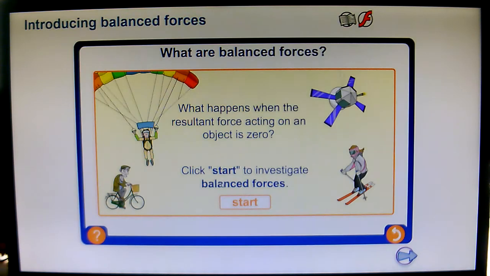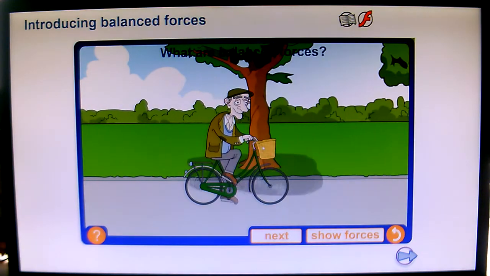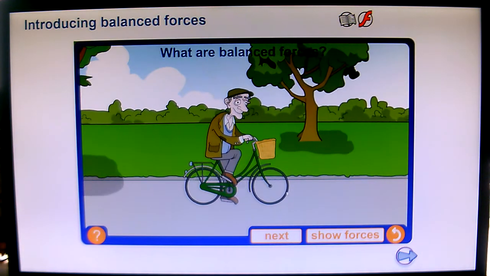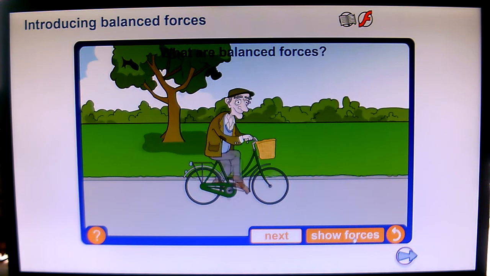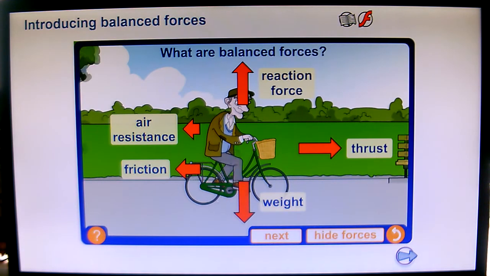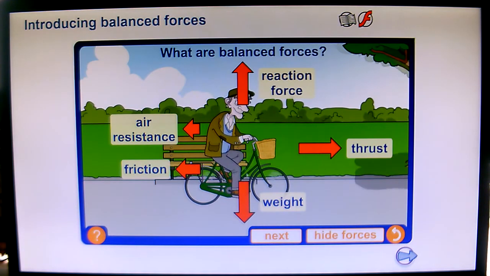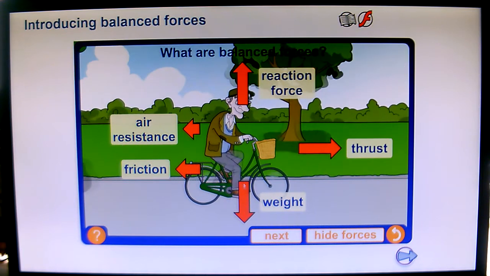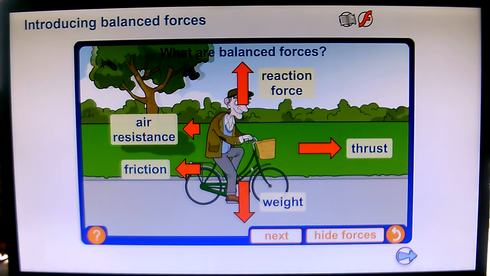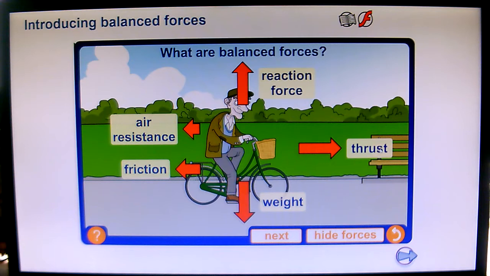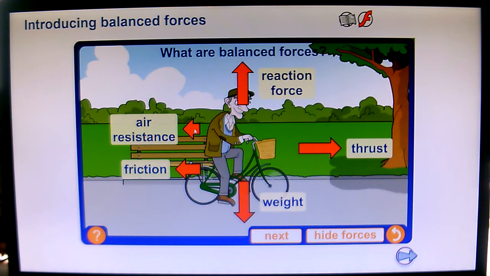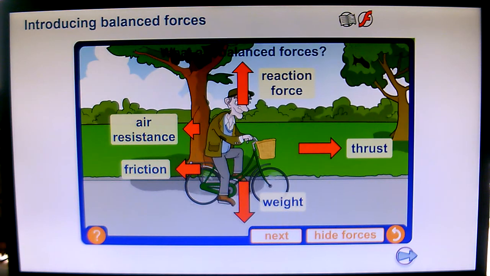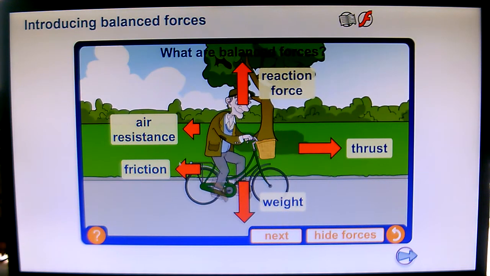Now, if we look at some examples of balanced forces, in this case we've got a slightly different scenario. We've got the man here who's moving already, so we've got all these different forces acting on him. We've got the two opposites here: gravity and the reaction force of the bicycle that's holding him on the seat. We've got his legs providing thrust to push him forwards. And then we've got air resistance and friction by the wheels on the road that are acting to slow him down.